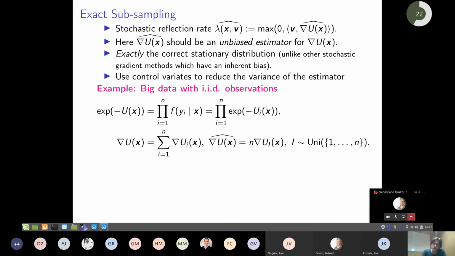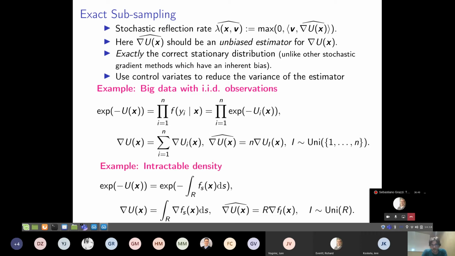So this is the classical example for exact subsampling with big data and IID observations. We have a target density which is in product form. When we take the gradient of the potential, we have a summation of n factors. And instead of having to evaluate all n factors, we can just take one random element of the summation and take it as a proxy for our gradient.